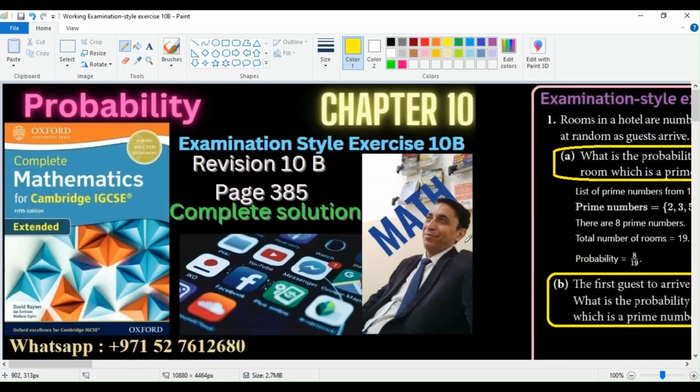Back to another episode, which is the last one on this chapter 10, which was probability. In here, we are going to be solving examination style exercise 10B. Earlier, it was 10A, and this is the last exercise of this chapter. This is a revision 10B, and you can find this exercise on page 385. This is a complete solution.